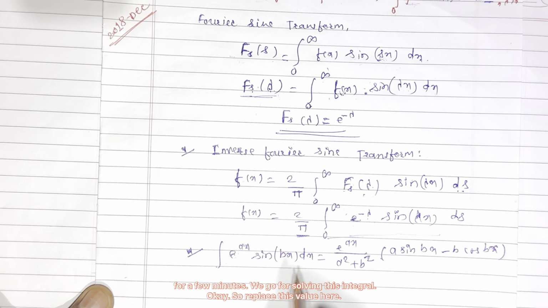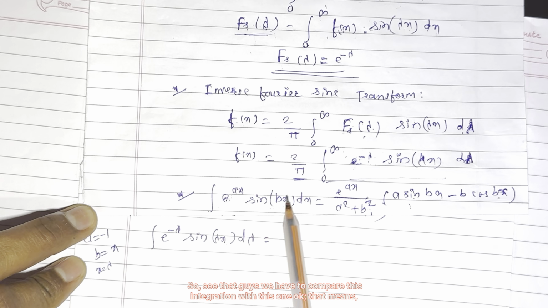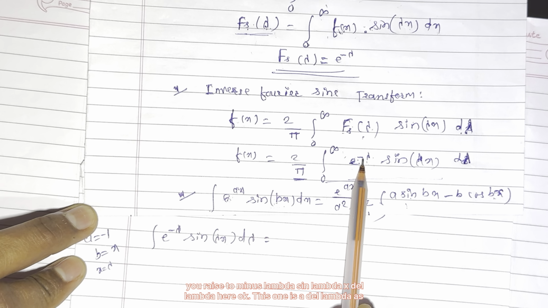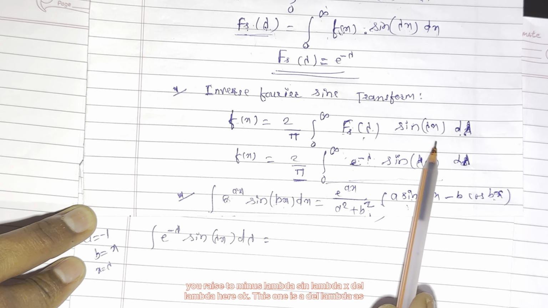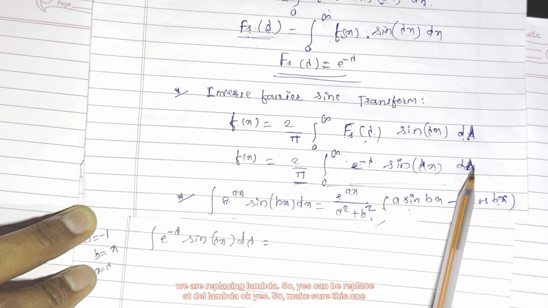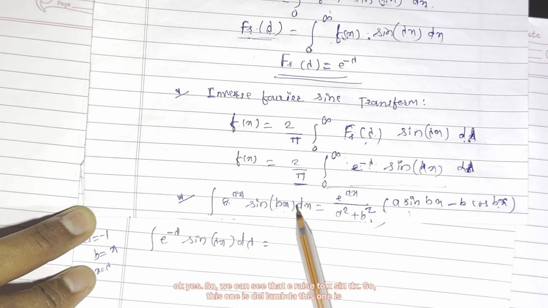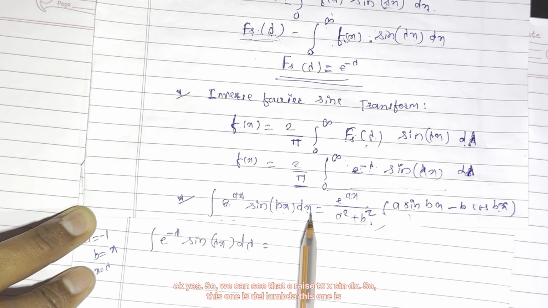So replace these values here. We have to compare this integration with this one. That means e raised to minus lambda sine lambda x d lambda here. As we are replacing lambda, this one can be replaced as d lambda. So we can see e raised to ax sine bx dx, where this one is d lambda and this one is dx.